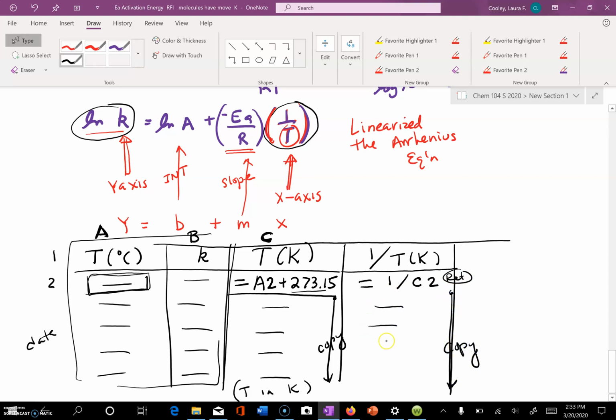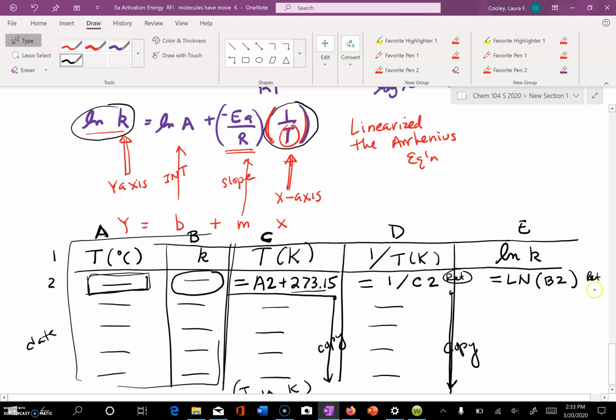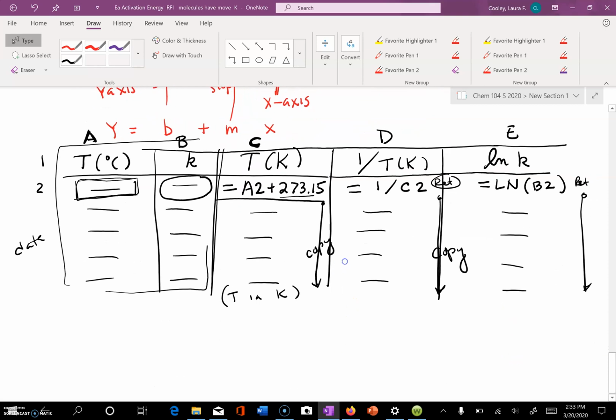Okay, and then it would fill in with all the temperature, 1 over temperature. And then what you would do in this column, so this would be D, this would be E, is you would say, okay, this is going to be the natural log of K, so you use the equals ln. You want the natural log of what's in B2, and then close the parentheses and hit the return or the enter, and then you'd copy that down, and it would put the natural log of K in all of these places.